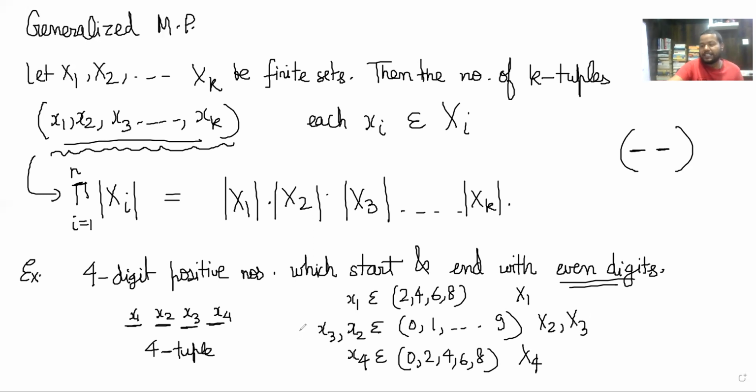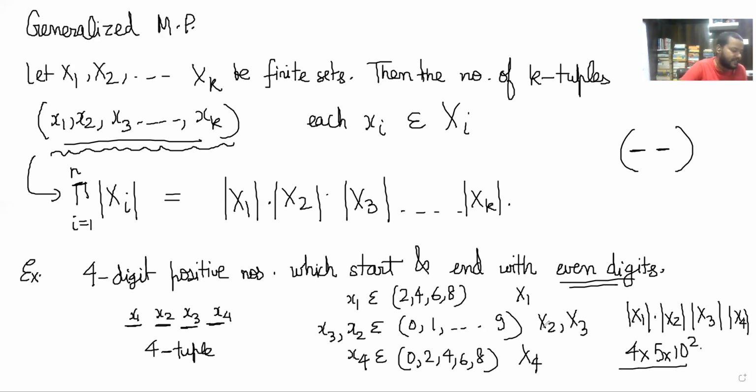So the number of ways in which the k tuple can be constructed is going to be the multiplication of all of these, right? So mod of x1 multiplied by mod of x2 multiplied by mod of x3 multiplied by mod of x4. So that will be 4 into 5 into 10 square, right? Correct. So that is the answer for this, 4 into 10 into 10 into 5.